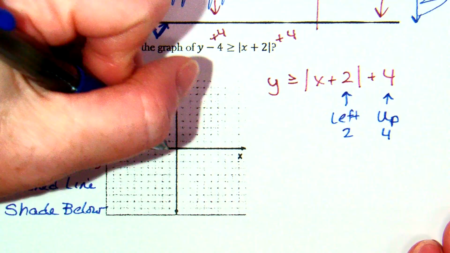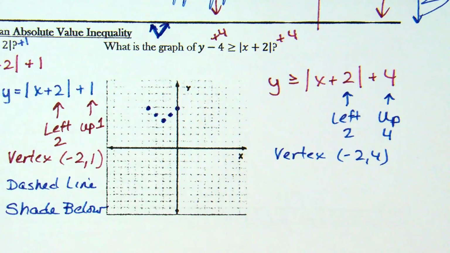How do I draw the sides of my V? Just do it. Up 1 over 1. Please make sure you have those dots. Don't make me question, does your V go through the right points? What kind of line are you connecting these with? This is a solid line because it is equal to.